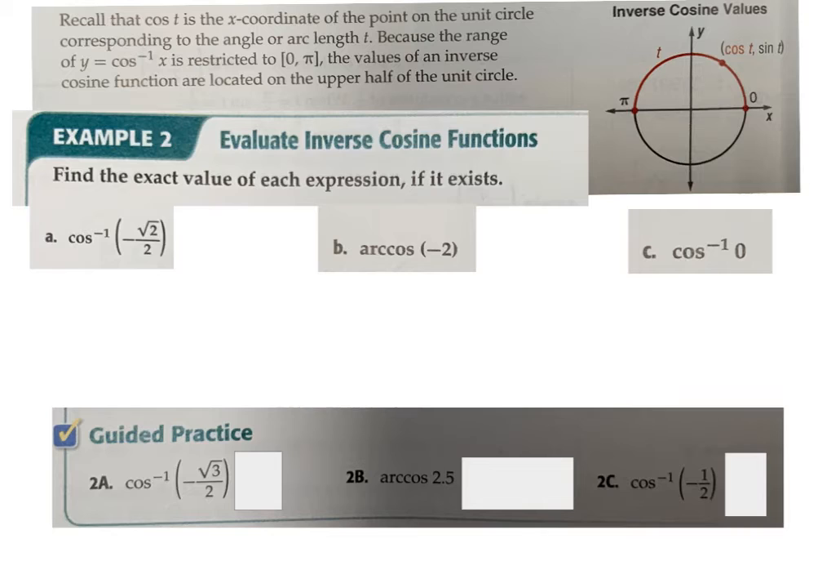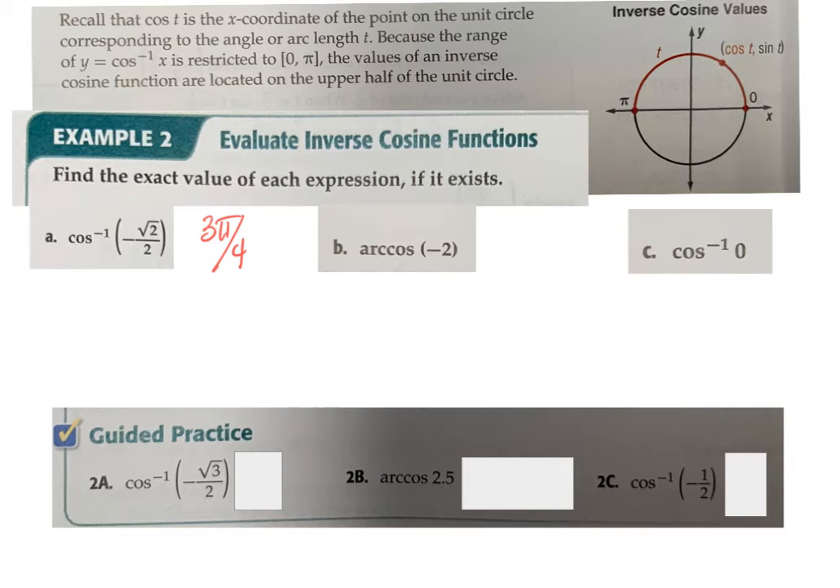Look at the first one. Is it positive or negative? Negative. So which quadrant am I going to be in? The second quadrant. Which angle gives me a negative square root of 2 over 2 for my cosine? 3 pi over 4. Yes, 3 pi over 4. Everybody see that on your unit circle?